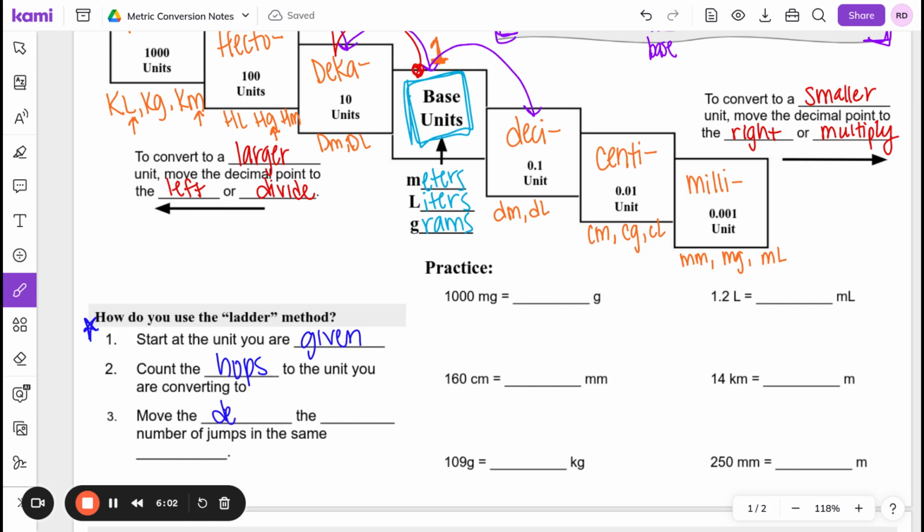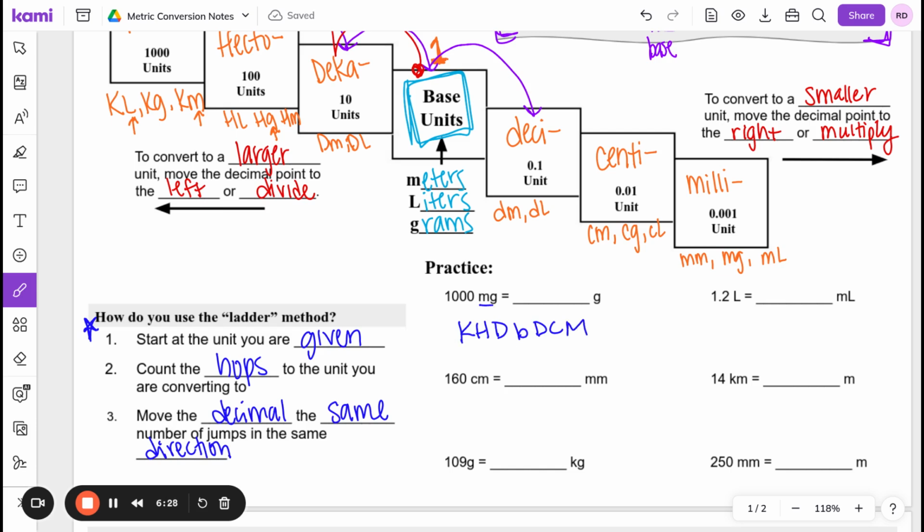And then you're going to move that decimal point the same number of jumps in the same direction. So if you move to the left, you have to move the decimal to the left. You move to the right, you move the decimal to the right. So what we have to know, we always have to start with this: King Henry died by drinking chocolate milk.